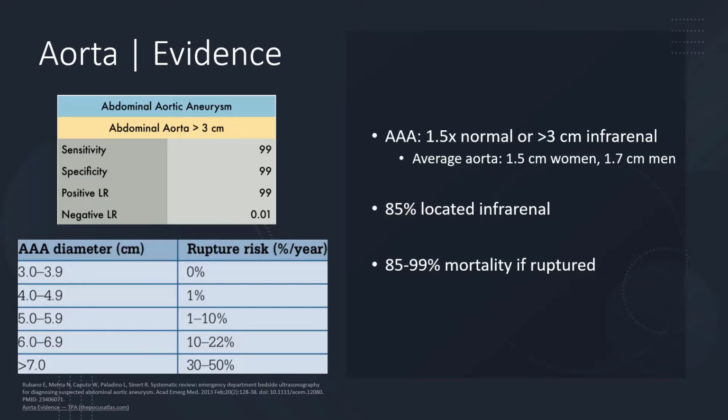I always think it's helpful to have average sizes of aortas or measurements in general. For women, that's usually around 1.5 centimeters, and men about 1.7 centimeters. That's infrarenal aorta normal. And then 85% of AAAs are located inferior to the renal arteries. If ruptured, there's about an 85 to 99% mortality, which is why it's obviously important to grab the ultrasound on anyone who's having flank pain, back pain, abdominal pain, especially if they're elderly or vasculopaths or have other cardiac risk factors for AAAs.